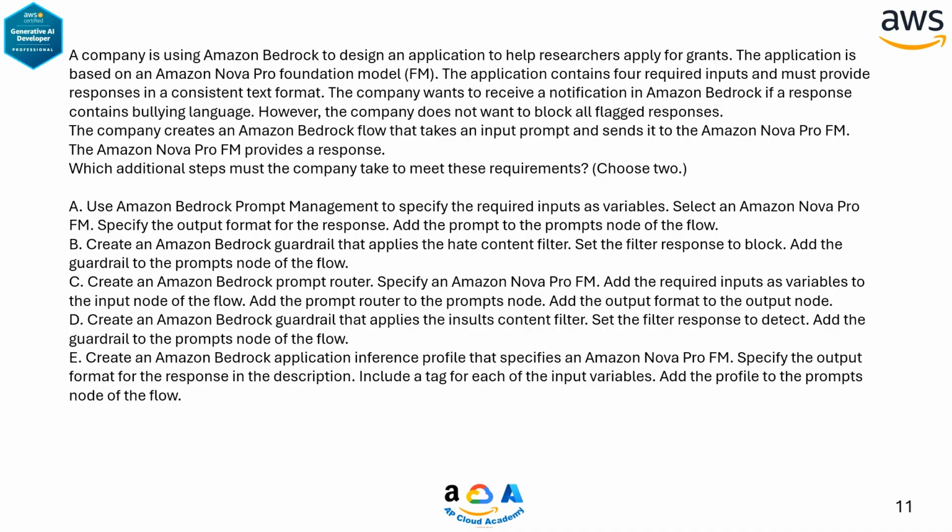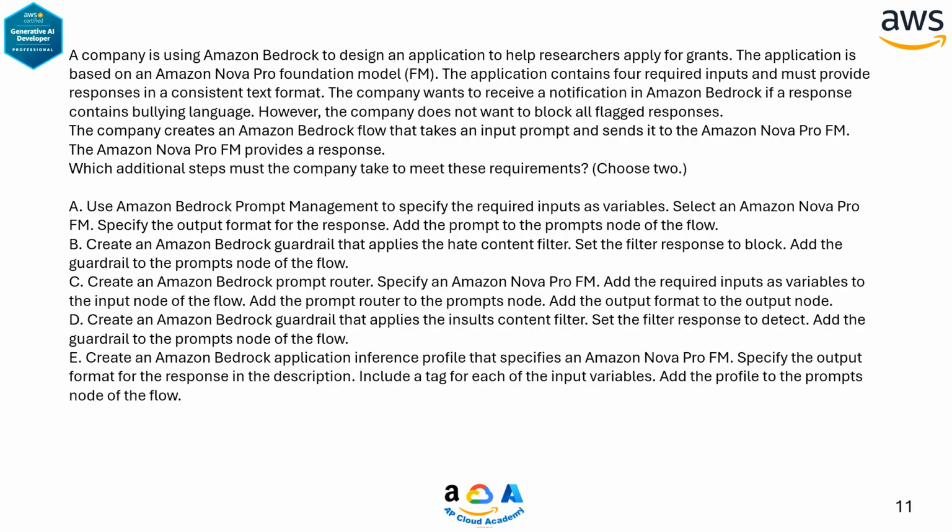C. Create an Amazon Bedrock prompt router. Specify an Amazon Nova Pro FM. Add the required inputs as variables to the input node of the flow. Add the prompt router to the prompts node. Add the output format to the output node.